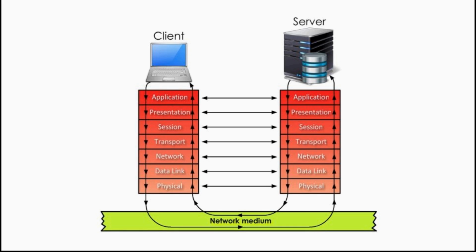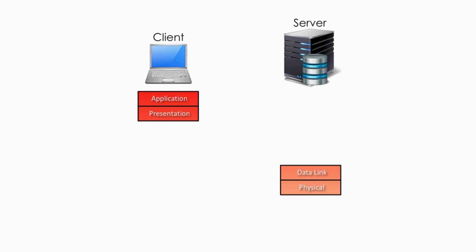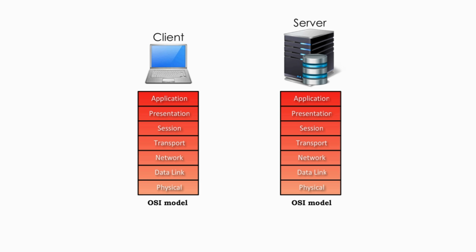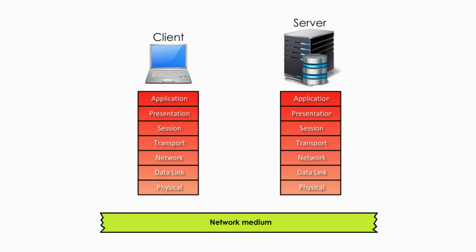Now let me demonstrate how data flows through each of the 7 layers of the OSI model when the client makes a request to the server and the server replies to the client. Data is generated at the application layer on the client side, travels down the stack to presentation, session, transport, network, data link, and physical. Then through the network media, data travels to the physical layer on the server side, then up to data link, network, transport, session, presentation, and application.